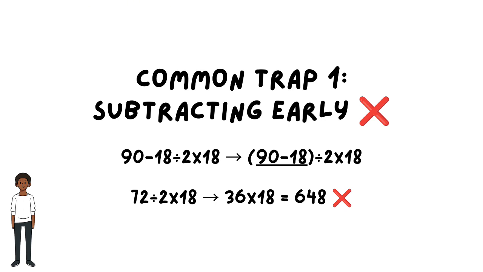The first common mistake happens when people evaluate the first parentheses to get 18, and then immediately subtract 90 minus 18, which equals 72. Then they divide 72 by 2 to get 36, and multiply by 18 to get 648. But subtracting before dividing and multiplying completely breaks the order of operations.